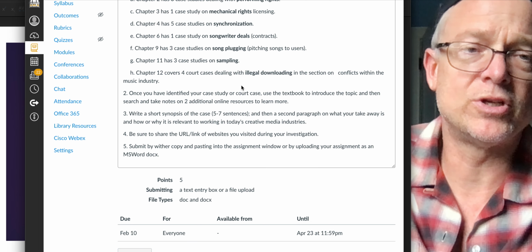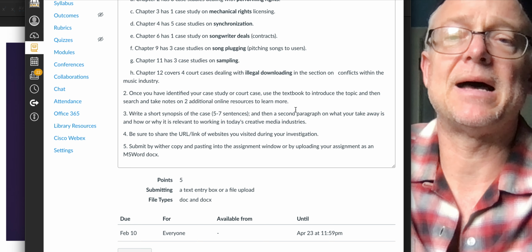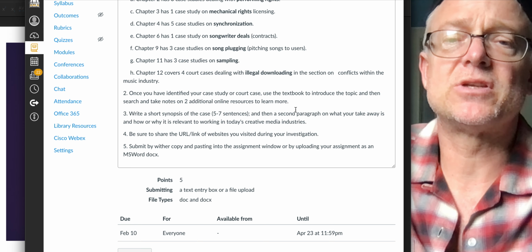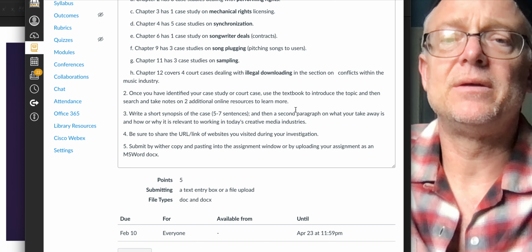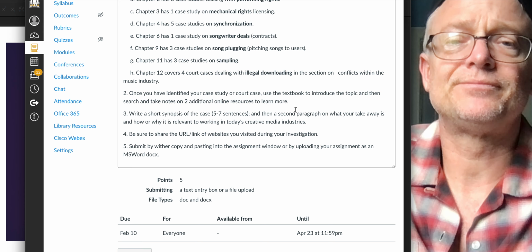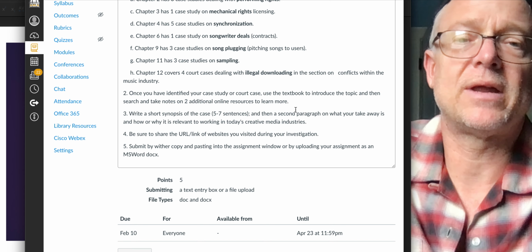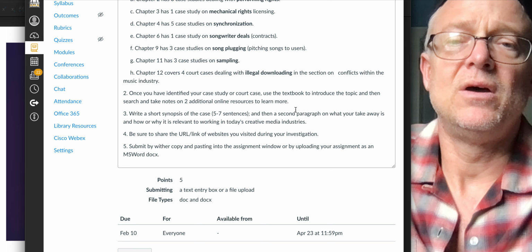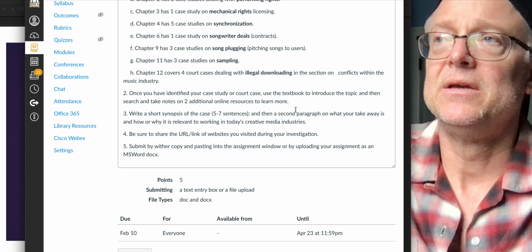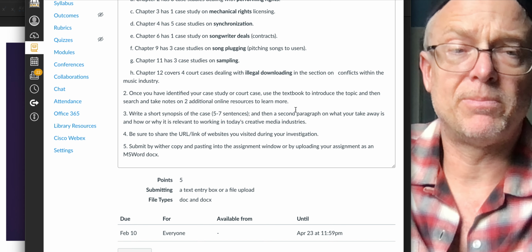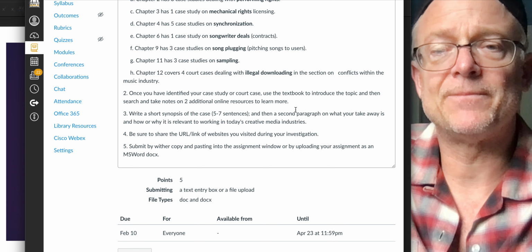You pick what you're interested in, and then you use the textbook to introduce the topic, and then you'll want to search and take notes on 2 additional online resources. Then write a short synopsis of the case in 1 paragraph, about 5 to 7 sentences: what is the case study or court case about? Then in a second paragraph, what is the takeaway? What's the relevance to today's industry or to your place in the industry? What do you personally take away from it? All of that is fair game. You just have to make it relevant in the second paragraph.